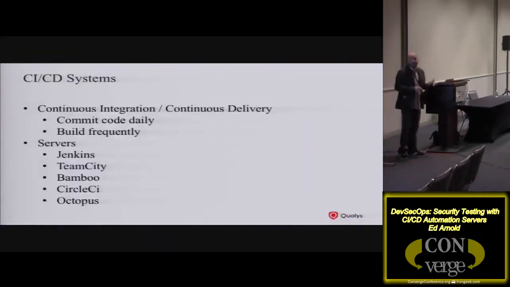So CI/CD, continuous integration, continuous delivery. Basically in those systems you're going to be committing code daily and building frequently. That might be nightly builds, or, in the case of some of the internet service providers, they're pushing live on the fly. Some of the servers you see are Jenkins, TeamCity, Bamboo, which is becoming very popular and might be taking over Jenkins, Circle CI, and Octopus, a deployment server that I just ran into recently, which is another system you could kick off scans from on deploy.